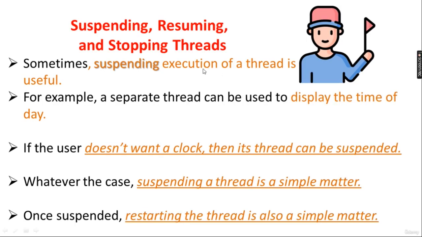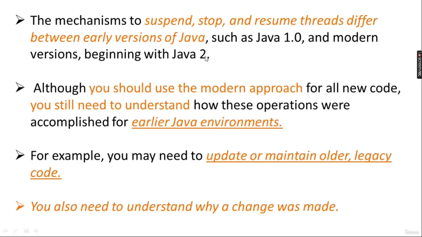Suspending, resuming, and stopping threads. Sometimes suspending is useful. Suspending execution of a thread is useful. For example, a separate thread can be used to display the time of day, and if a user does not want it, it can be removed. It can be suspended. Suspending a thread is a simple matter, and restarting is also a simple matter.